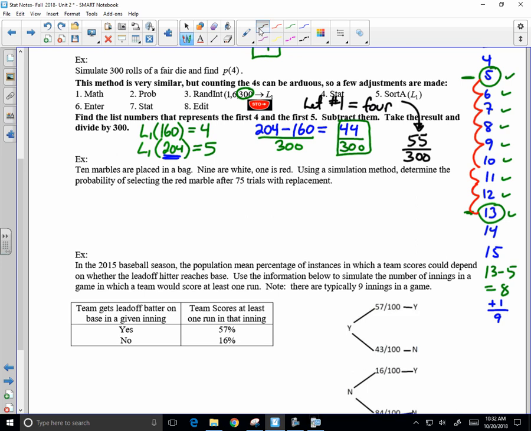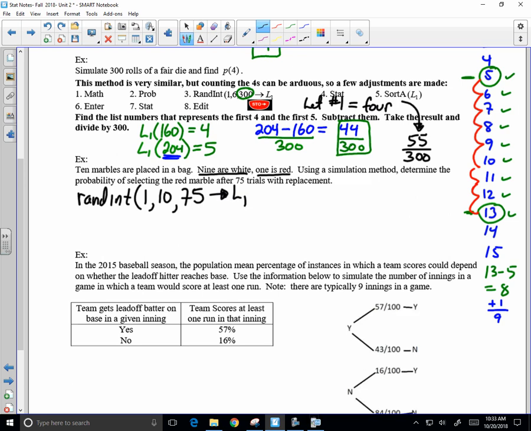But in this case, we have to develop the experiment first before plugging it into the calculator. So we have 9 white marbles and 1 red marble. So it's a total of 10 marbles. So I'll do a random integer going from 1 to 10, or 0 to 9 if you want. I'll store that in L1, but what is it, 75 trials? 75 trials, then store it into L anything. L1 is the one I typically go with.